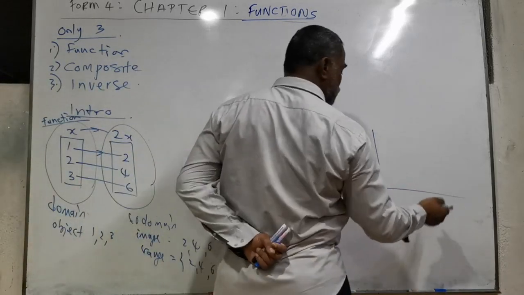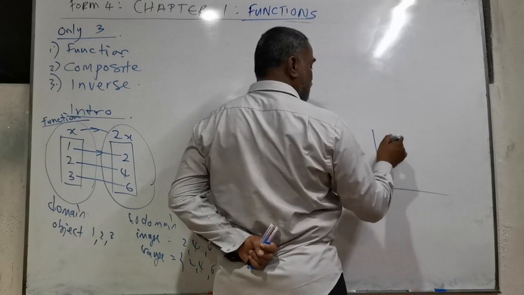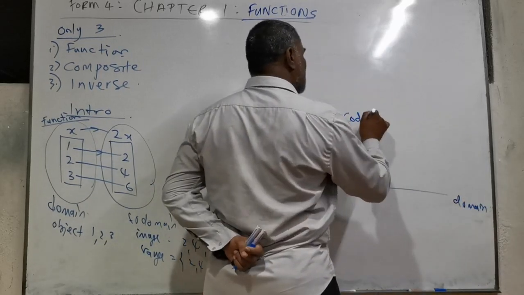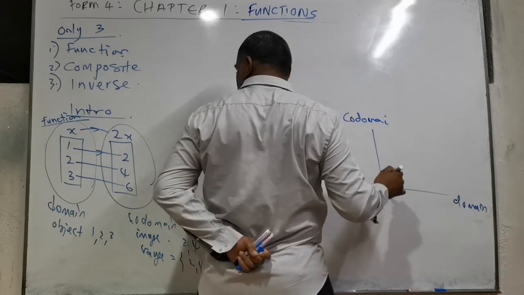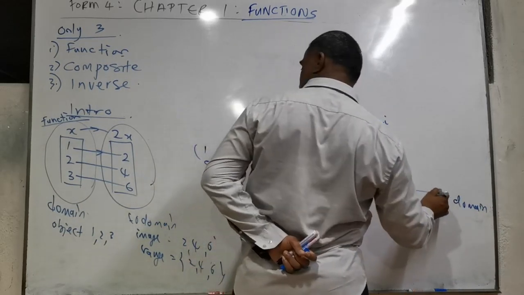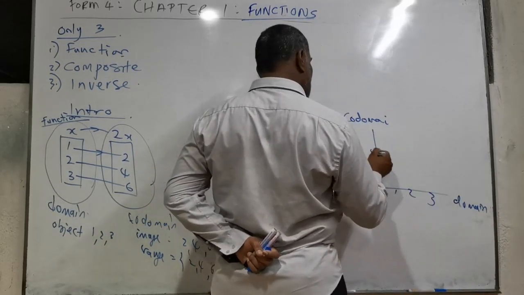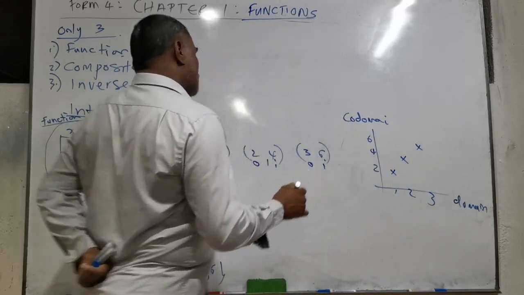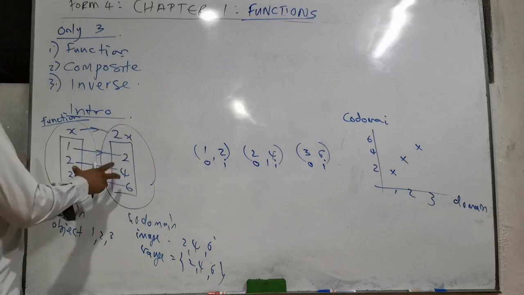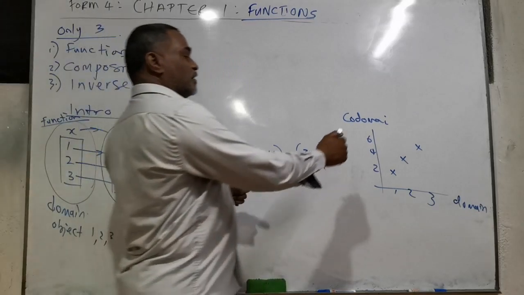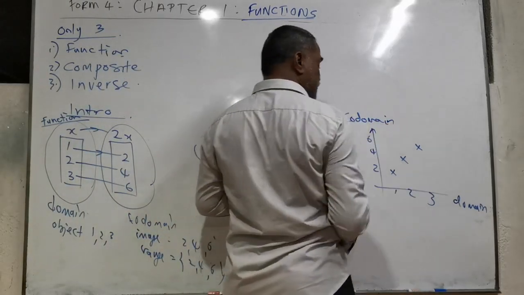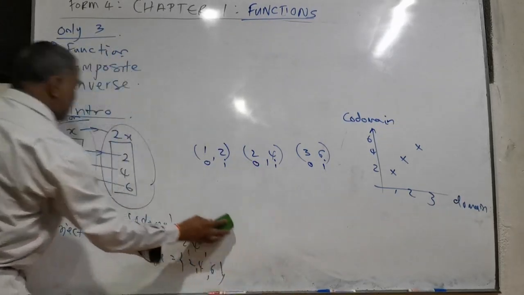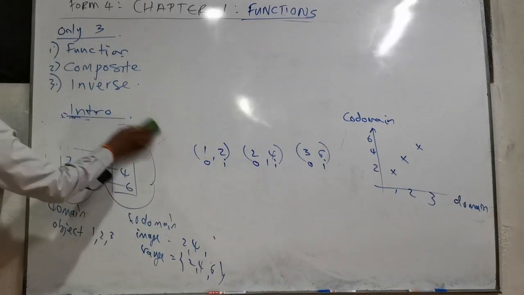This can also be shown by a graph. We call it a graph. This is called domain, here is codomain. The domain is 1, 2, 3 and the codomain is 2, 4, 6. We use the graph. So there are only 3 types: arrow diagram, ordered pairs, and graph. I think everybody understands. This is the first aspect. If you see a textbook or any revision book, they explain about this.